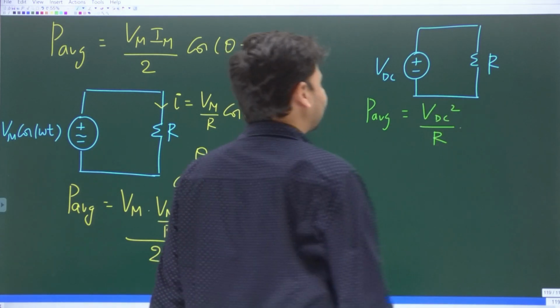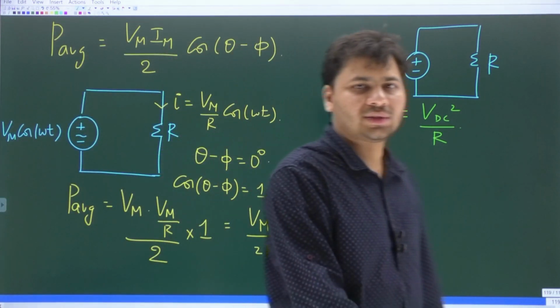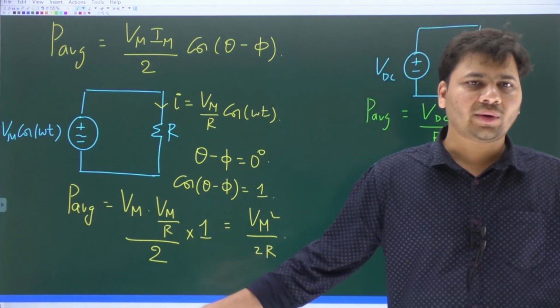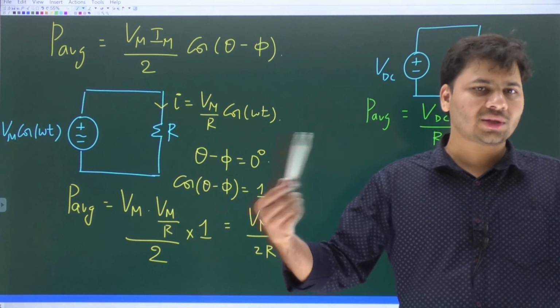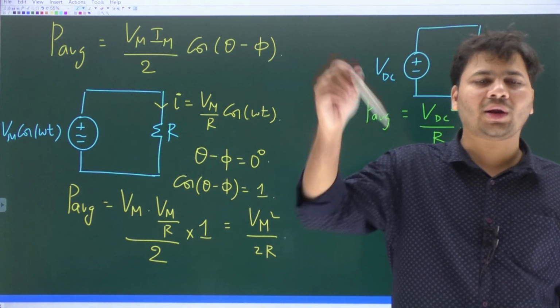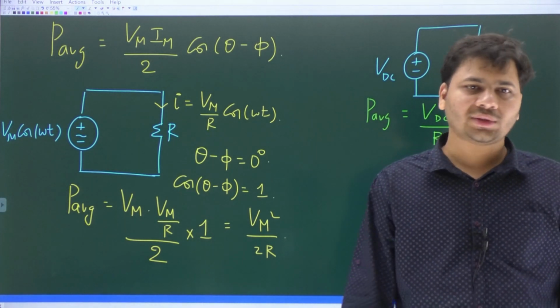So in this case, what is the average power dissipated by the resistor? Is it not V DC square divided by R? Yes. And whenever a resistor dissipates power, won't there be some heating? When will a resistor dissipate power? Whenever current flows through the resistor, the resistor will dissipate some energy or power.